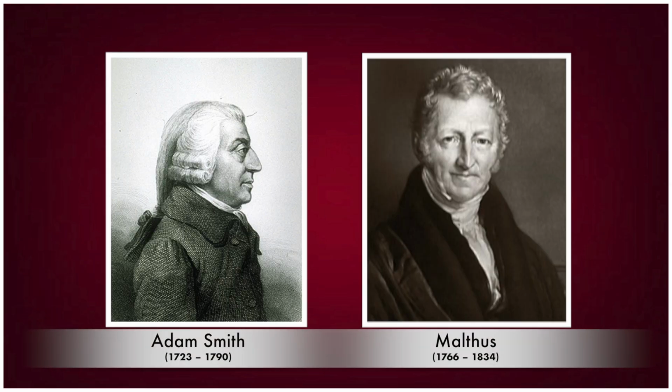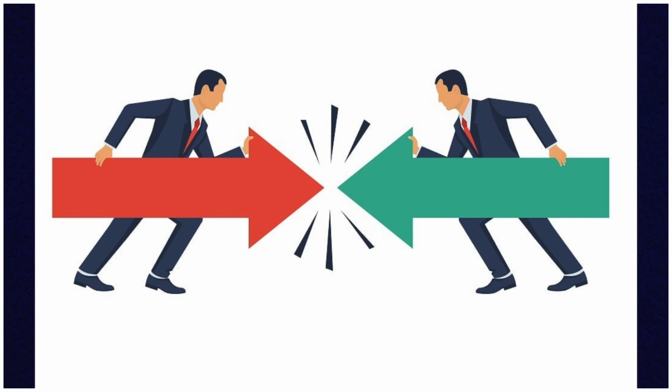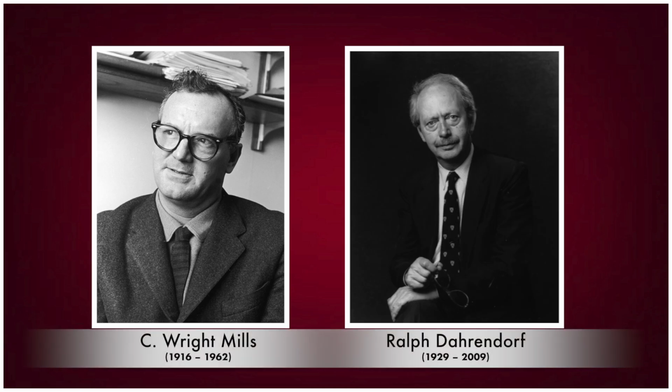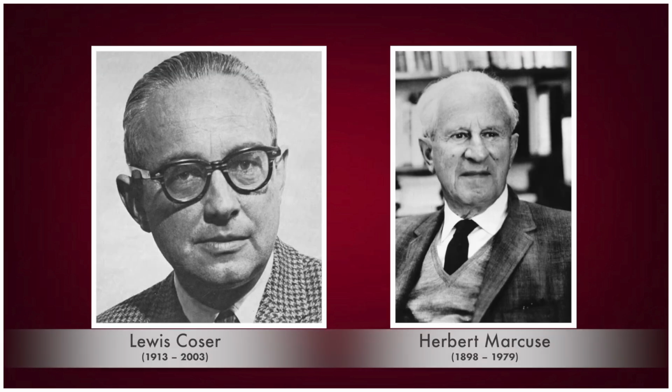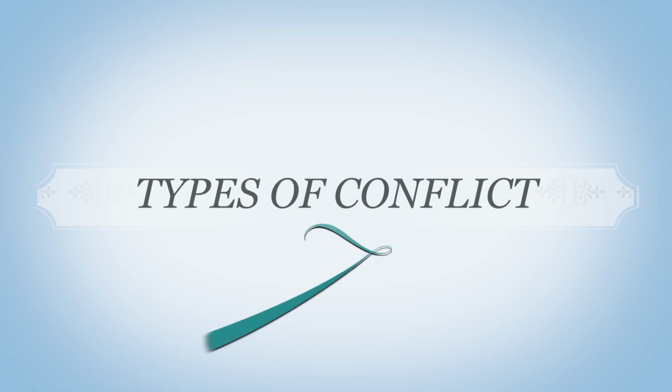The second is the tradition of competitive struggle in classical economics. Adam Smith, Malthus and several other economists have placed economic competition at the center of their inquiry. Conflict theory in sociology focuses upon the unequal distribution of rewards in society. C.W. Mills, Ralph Dahrendorf, Lewis Coser, Herbert Marcuse, Randall Collins and Andre Gunder Frank are among the noted conflict theorists of contemporary sociology. Now, we will talk about the types of conflicts.